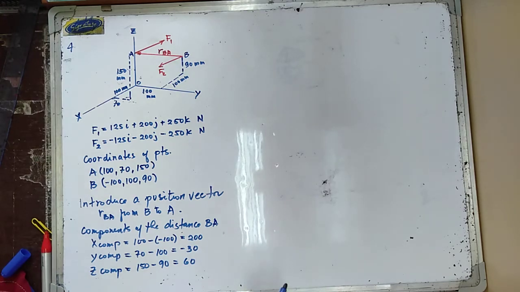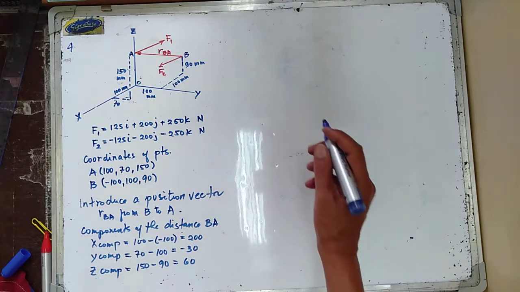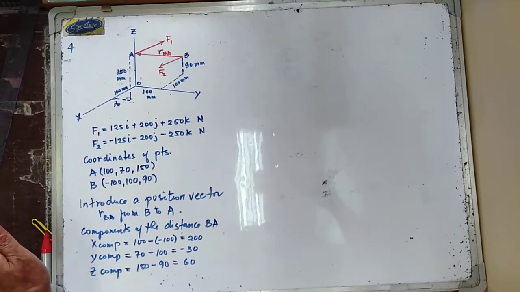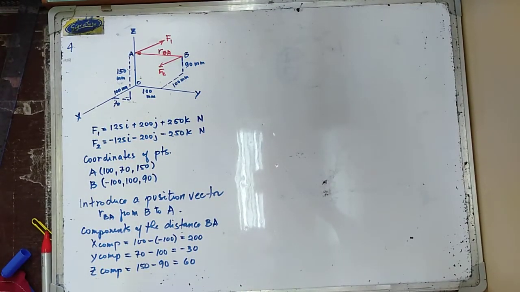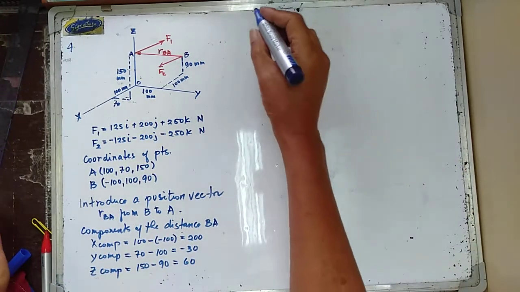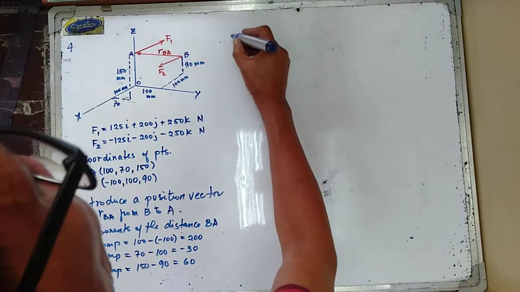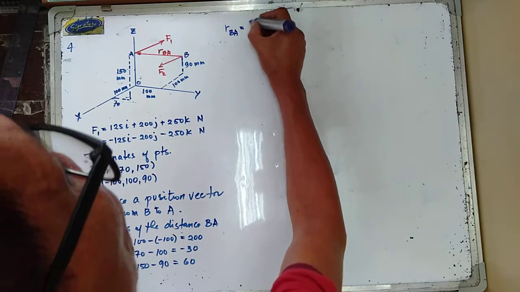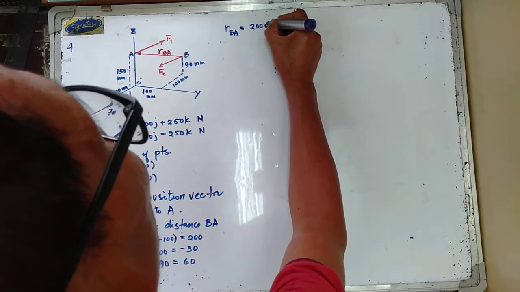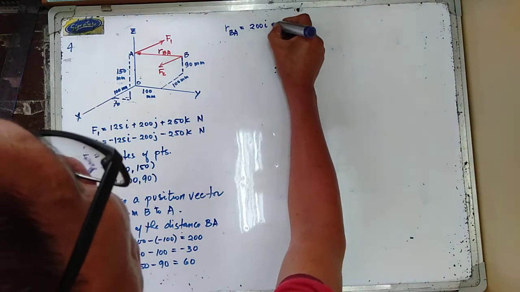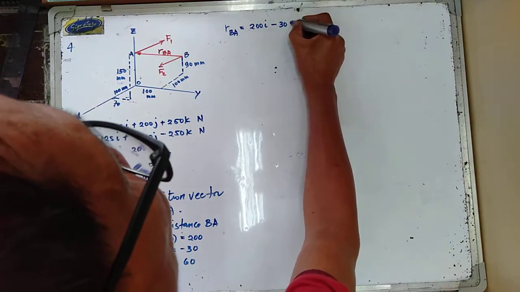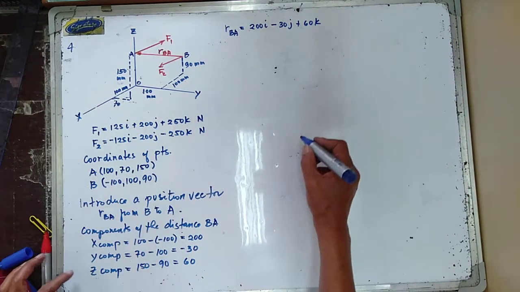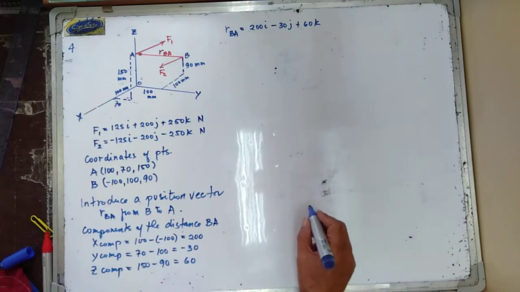So the position vector RBA is now equal to 200i minus 30j plus 60k.